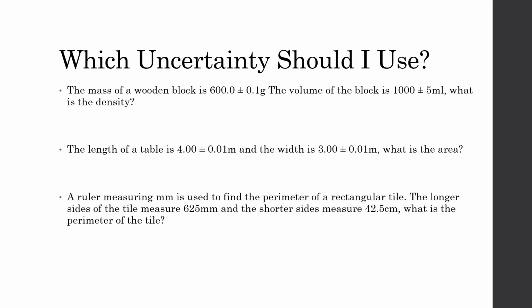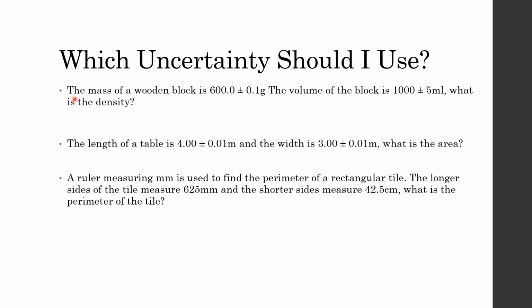So the previous slide had a lot of words on it, and just to make sure that the concepts were understood, I came up with 3 different scenarios, and I want you to decide which uncertainty you should use for each scenario. Remember the 3 uncertainties are absolute uncertainty, relative uncertainty, and percent uncertainty. So I'd recommend pausing the video at this point, reading through each scenario, and coming up with which uncertainty you think would be best in that situation, and then unpause and see what I came up with.